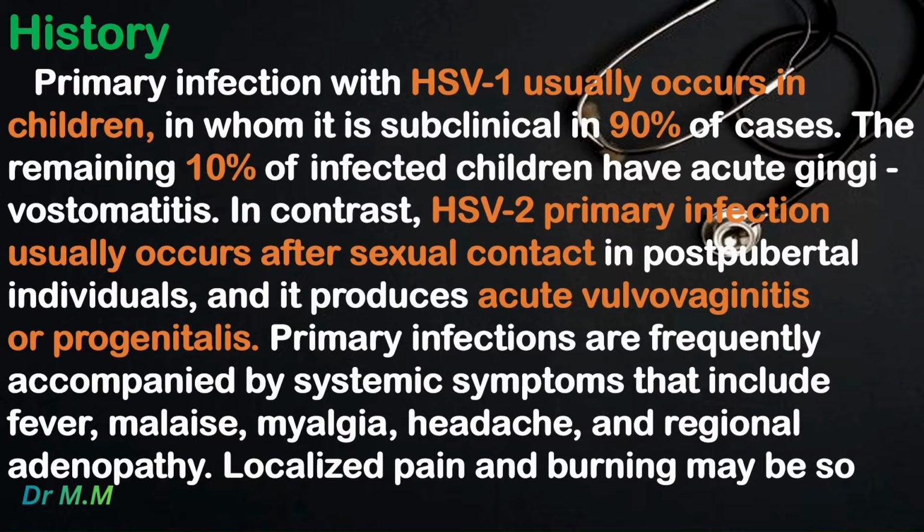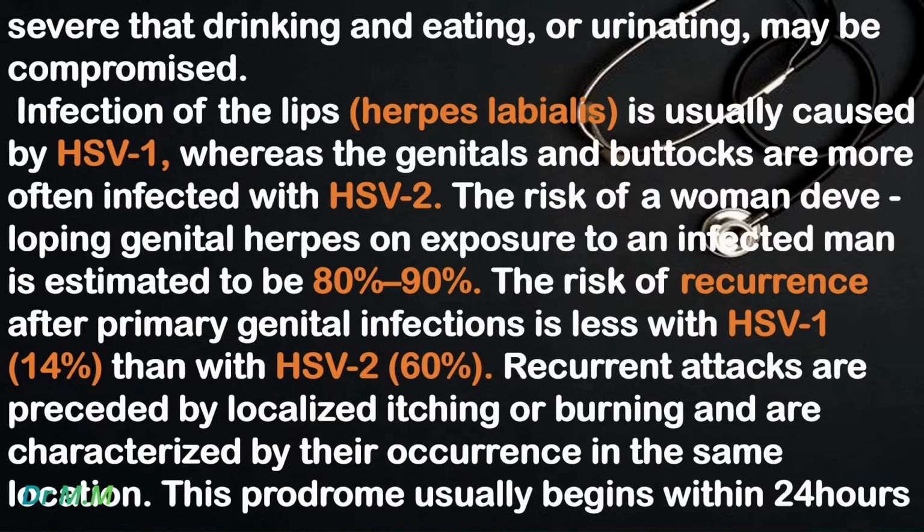In contrast, HSV2 primary infection usually occurs after sexual contact in postpubertal individuals, and it produces acute vulvovaginitis or progenitalis. Primary infections are frequently accompanied by systemic symptoms that include fever, malaise, myalgia, headache, and regional adenopathy. Localized pain and burning may be so severe that drinking and eating or urinating may be compromised.